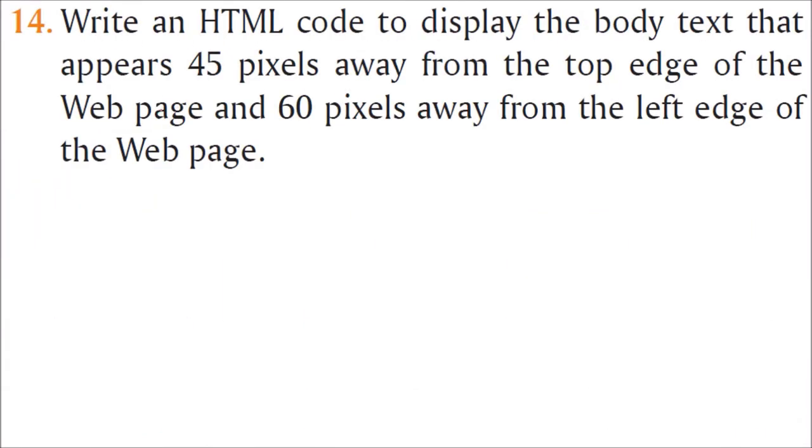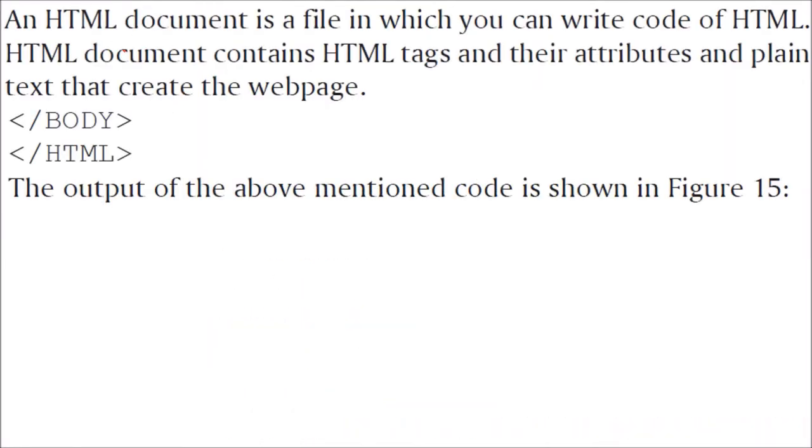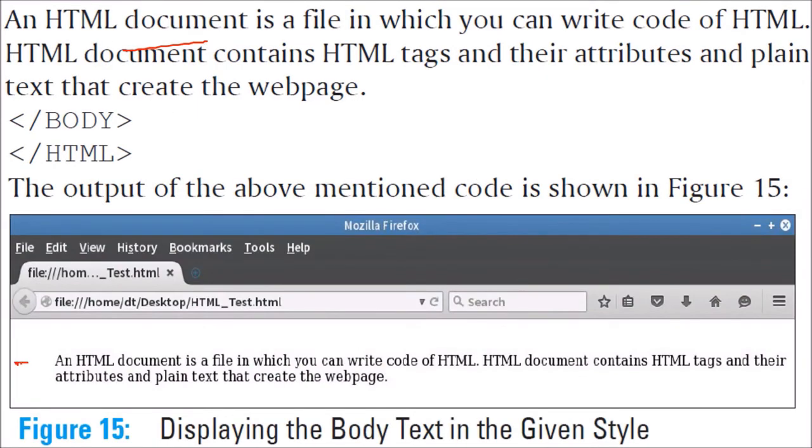HTML code to display body text that appears 45 pixels away from the top edge of the web page and 60 pixels away from the left edge. So here it is quite easy. What you have to do here is come to the body, give top margin as 40, give left margin as 60. If you see the output, this is 60, this is 40. Top margin you have given as 40, the left margin you have given as 60 pixels. So this will be 40 pixels, 60 pixels, then the content will start from here.